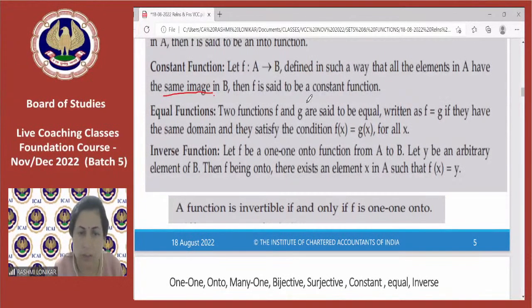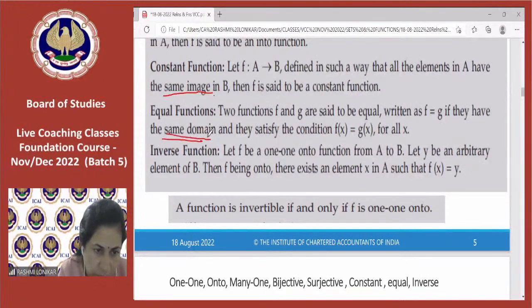Okay. Equal function. Two functions f and g are said to be equal, written as f is equal to g, if they have the same domain and they satisfy the condition f(x) is equal to g(x). So when do we say they're equal? When they have the same domain.